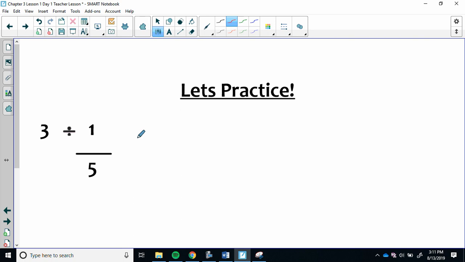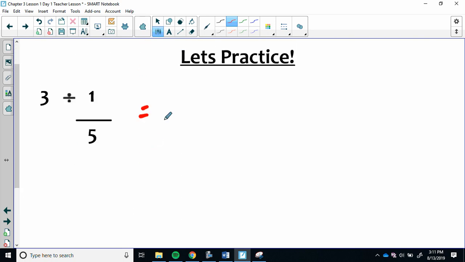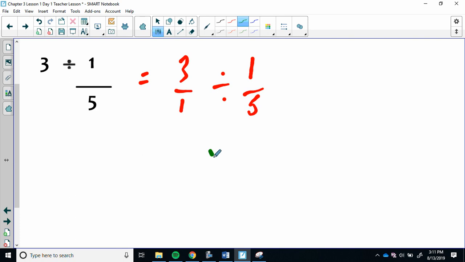Let's practice. So 3, first of all, becomes 3 over 1 divided by 1/5. So now I have 2 fractions. Second step is to change it to a multiplication problem. We do not change the first fraction. We do, however, change the second fraction, and that's the reciprocal. The reciprocal of 1/5 is 5 over 1.